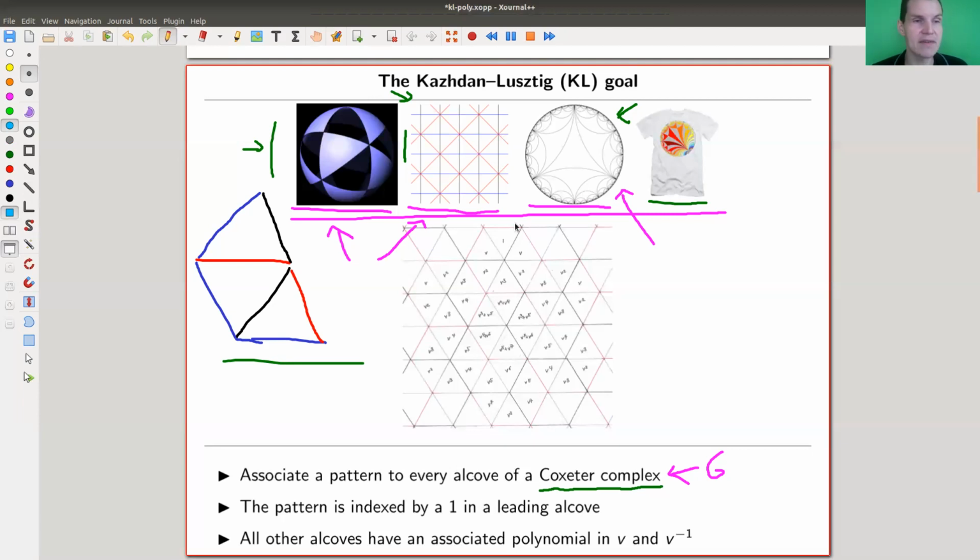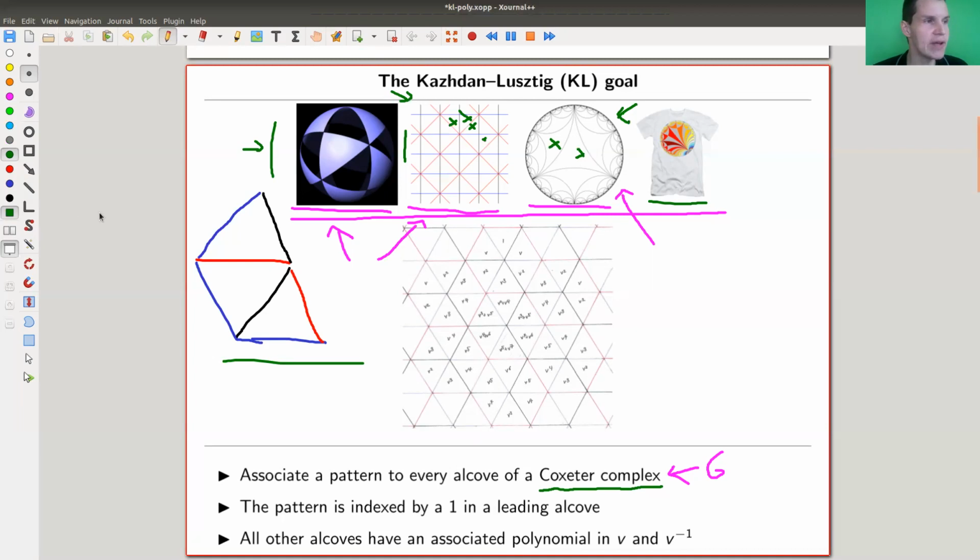We want to index for each alcove, and the alcoves in these pictures are just the connected components. Think of it like taking out the hyperplanes here, or those lines, take it out of the space, and all of these connected components here, this one, this one, this one, this one, and so on. This one, oops, this was really bad, give me another try, this one, and so on. They are called alcoves, okay? Alcoves, that's just the name.